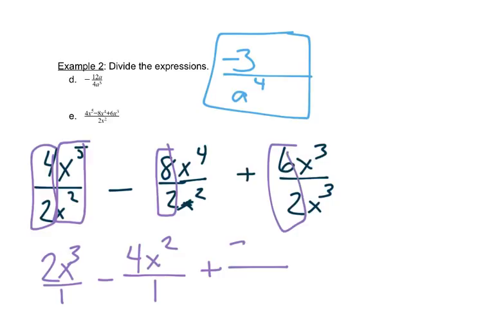6 divided by 2 is 3. And this has 3 x's and then 3 x's, so the 3 x's would each cancel everything out, and it just leaves me with a 3. Nothing on the bottom. So my final answer would be 2x to the third minus 4x squared plus 3.